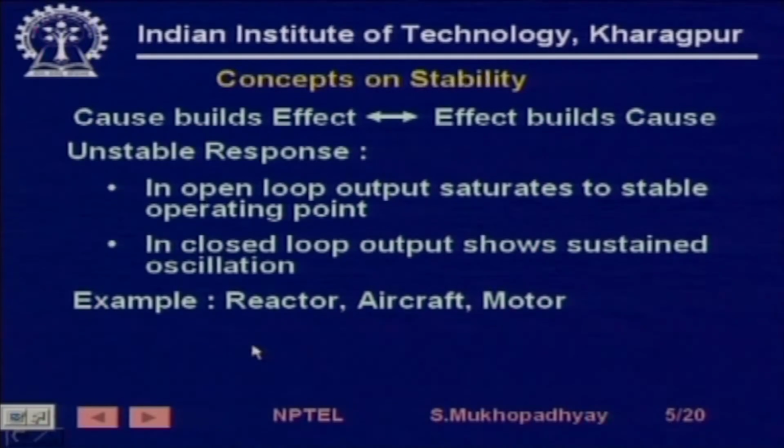You can draw examples from exothermic reactors where temperatures tend to run away, aircraft which are very often unstable, or you can have motors like the example that I have given.